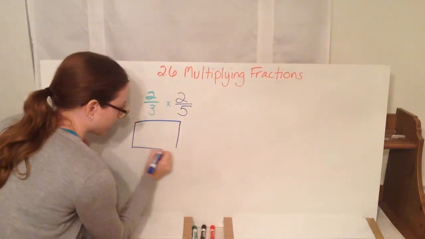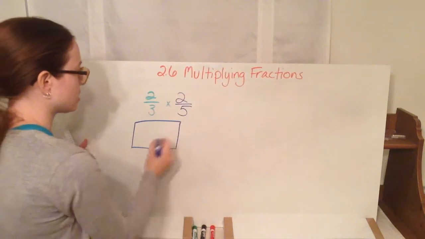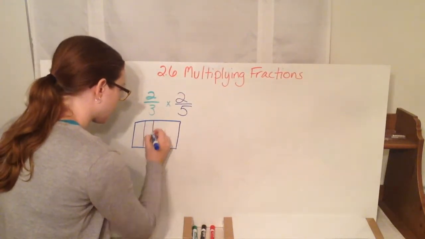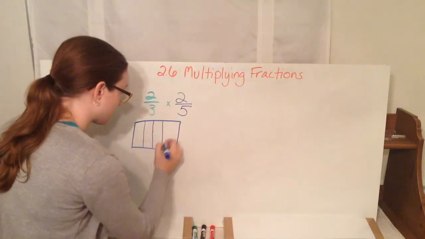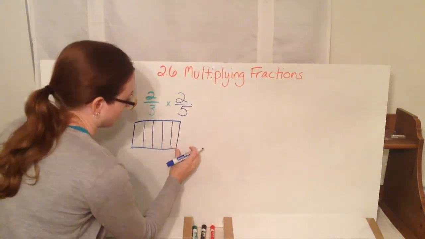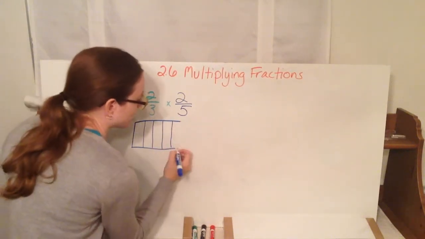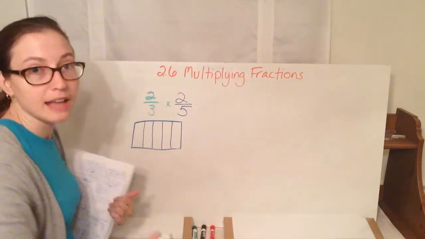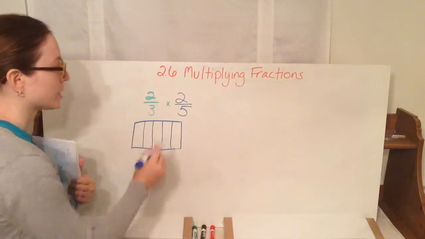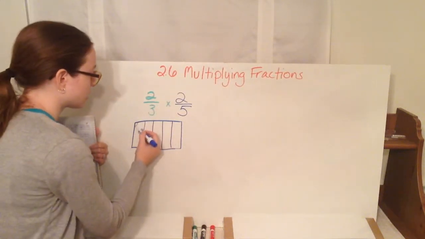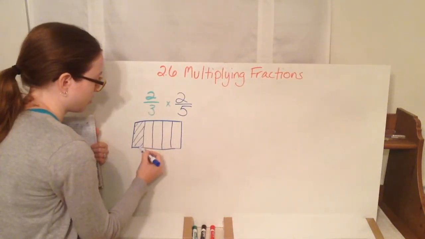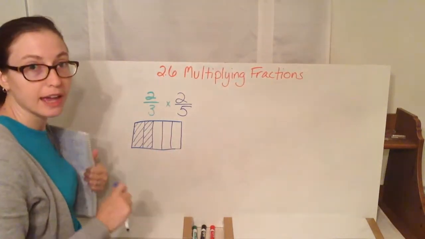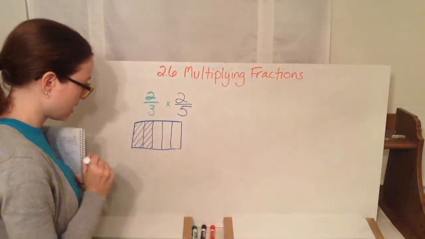I'm going to be as careful as I can to show 2/5. Remember, with fractions, all the pieces need to be the same size, so I'm trying to make them as close to the same size as possible. So 2/5 is 1, 2. Okay, there's 2/5.